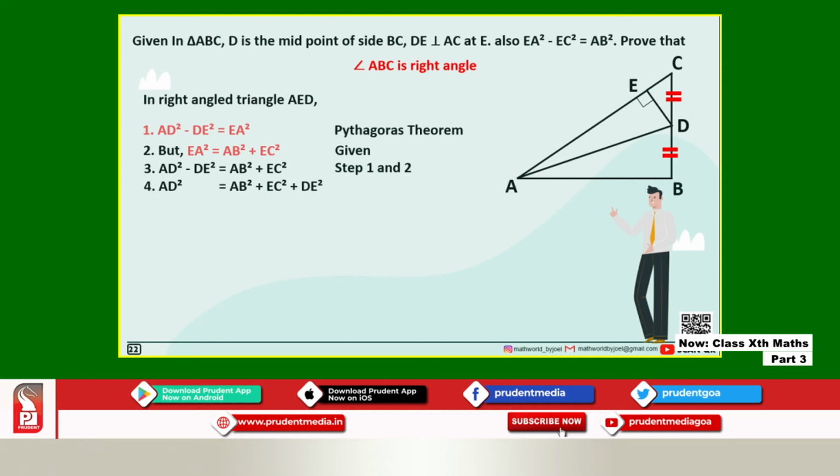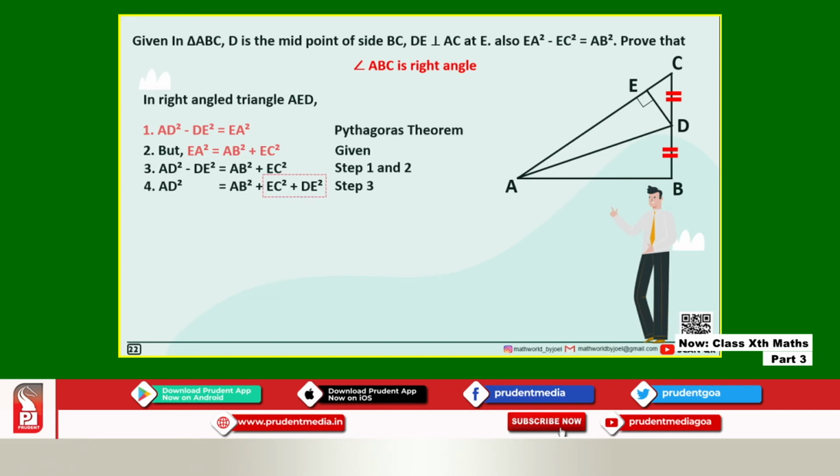Next, what I'm going to do is keep AD square on the left hand side only and take DE, which is on the left hand side, and throw it on the right hand side. So when you transpose a negative term from the left hand side to the right hand side, it will become positive. So the sign changes, right? Step number 3, just moving one term to the other side.